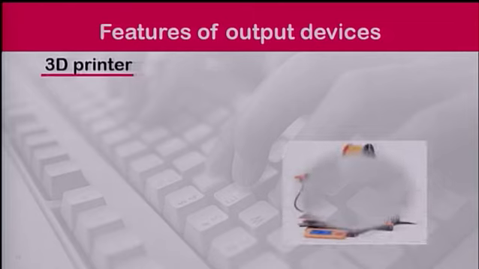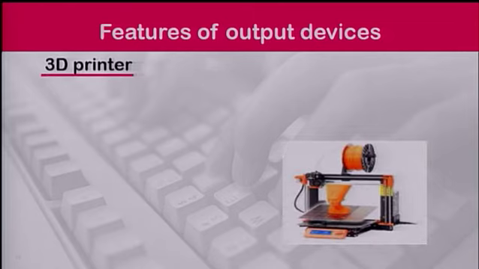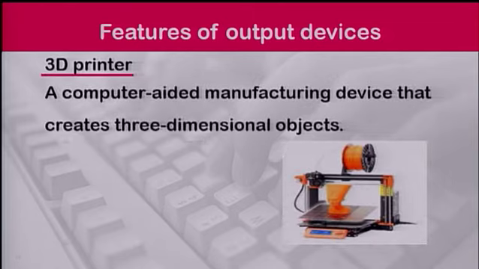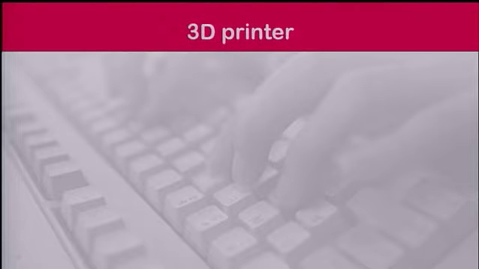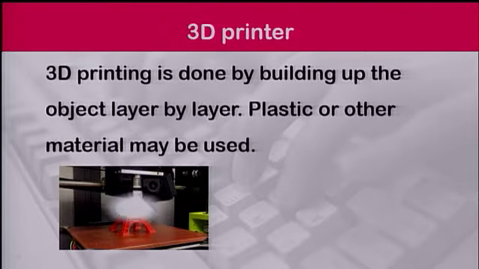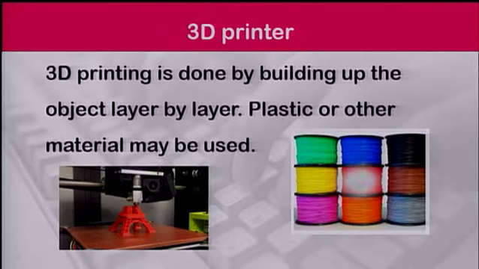The 3D printer is different from the other printers. It is a computer-aided manufacturing device that creates three-dimensional objects. 3D printing is done by building up the object layer by layer. Plastic or other material may be used.